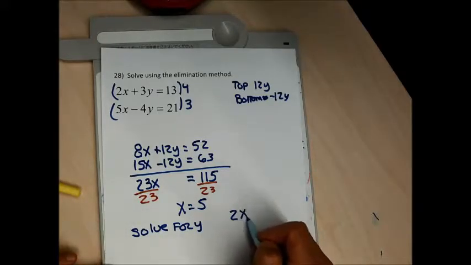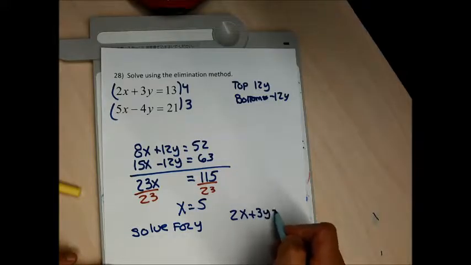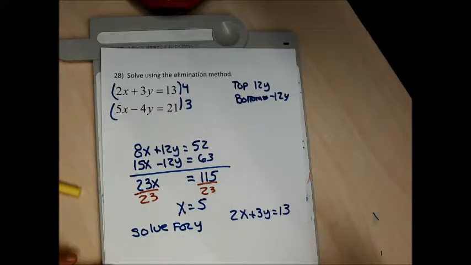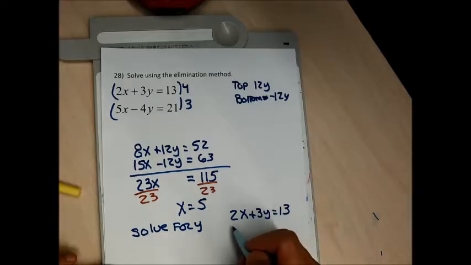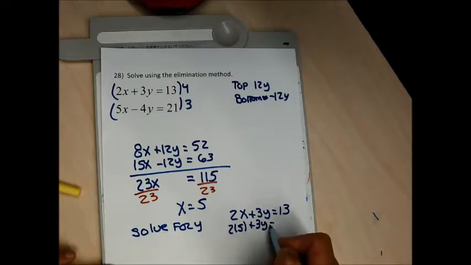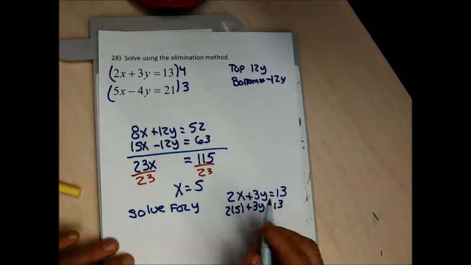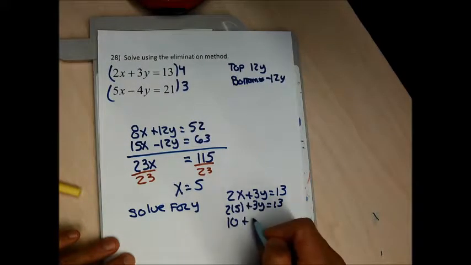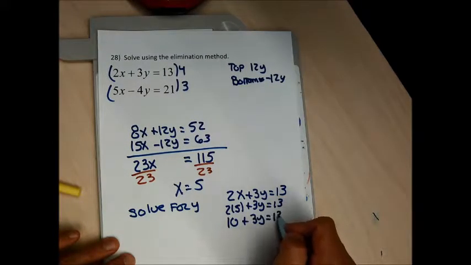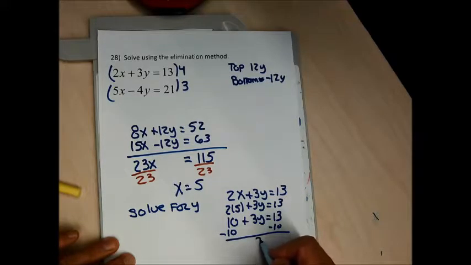I'm going to use the equation 2x plus 3y equal to 13 because the y is positive and the numbers aren't that big. I'm going to go 2 times 5 plus 3y equals 13. That's going to give me 10 plus 3y equals 13. And then minus 10, minus 10. That's going to give me 3y equal to 3.